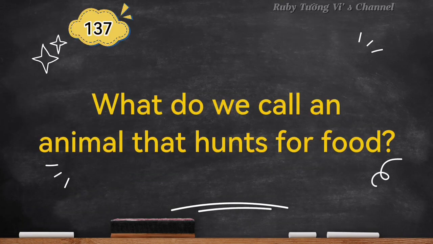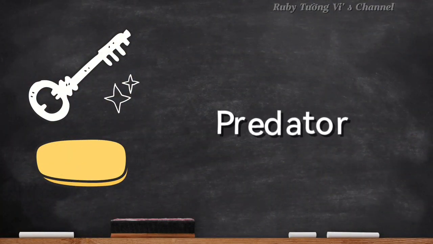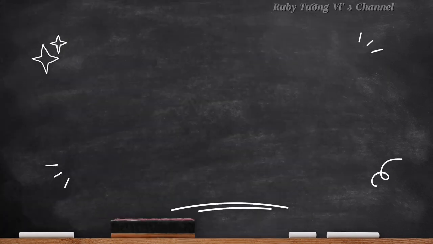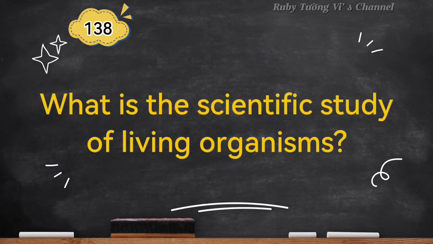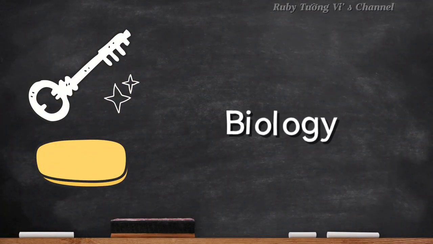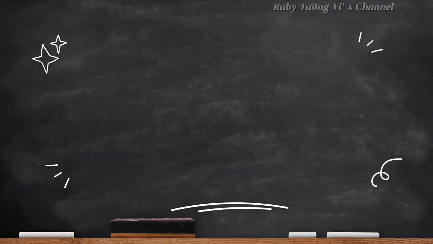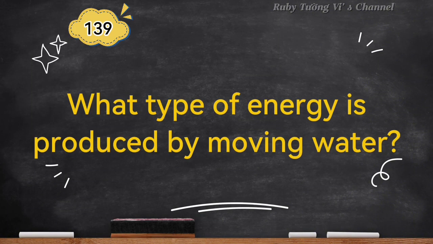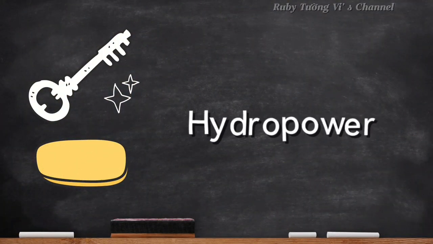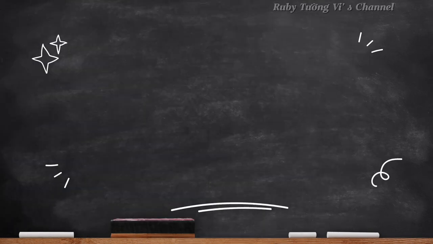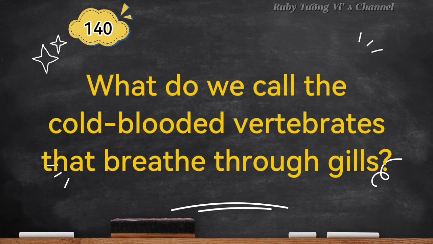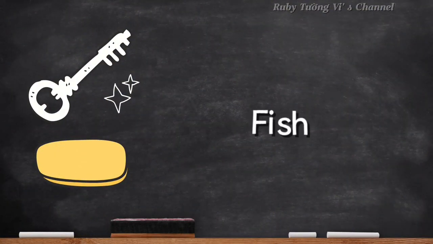What do we call an animal that hunts for food? Predator. What is the scientific study of living organisms? Biology. What type of energy is produced by moving water? Hydropower. What do we call the cold-blooded vertebrates that breathe through gills? Fish.